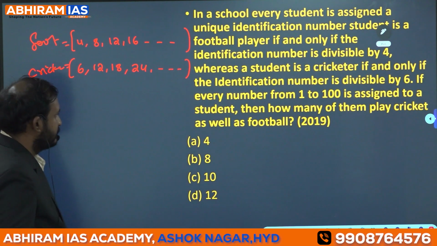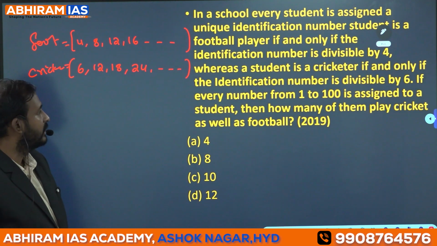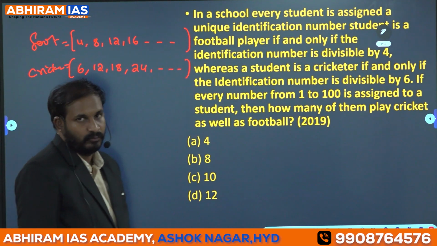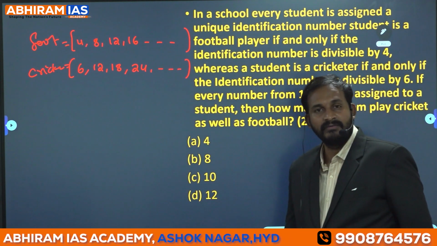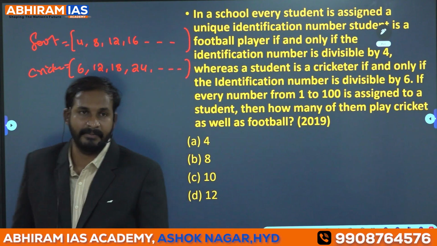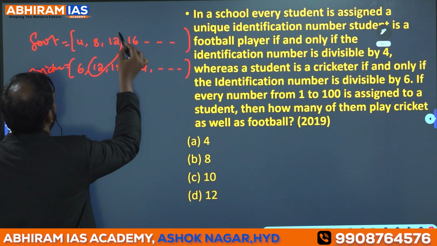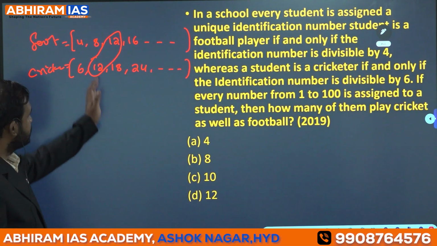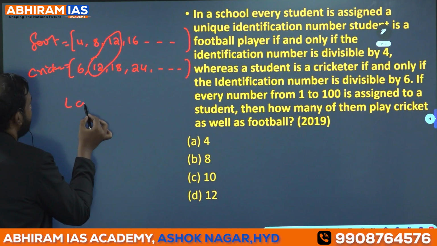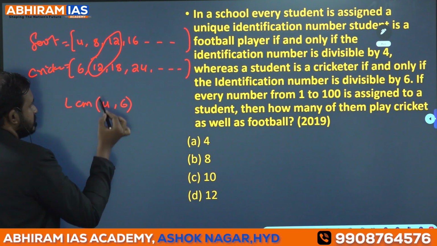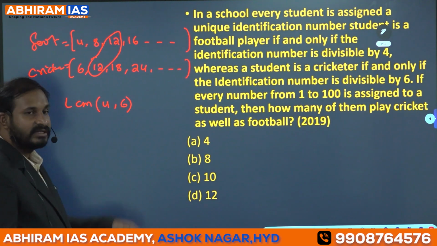Okay, next. If every number from 1 to 100 is assigned to a student, then how many of them play cricket as well as football? Now please tell me students, what we need to find here actually? We need to find the common numbers between football and cricket. See here, first of all, what is the first common number between football and cricket? 12. Like this, up to 100 we will have many, right? Then first of all, you need to find the LCM between 4 and 6. Why? Because football players are assigned multiples of 4 and cricketers are assigned multiples of 6.